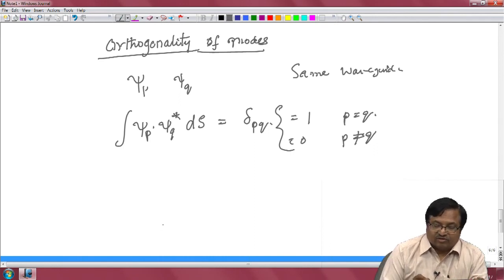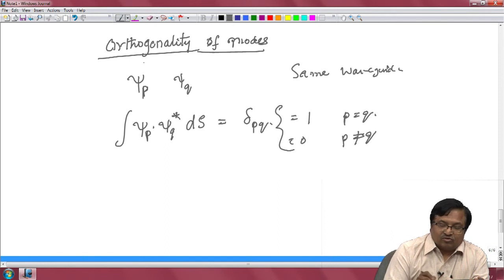And of course, most of the time the fields are normalized to 1, their overlap factor to be 1. So, then they are called orthonormal.